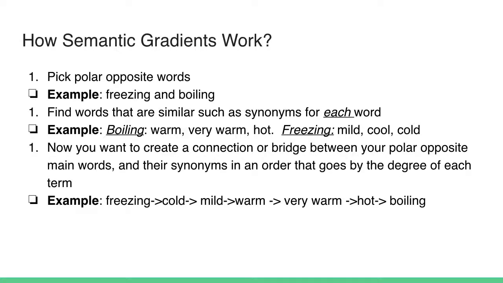So, how do semantic gradients work? First, pick polar opposite words, like freezing and boiling. Second, find words that are similar, such as synonyms for each word. For example, boiling, warm, very warm, and hot. Freezing, mild, cool, and cold.